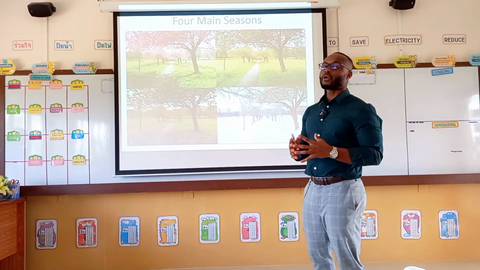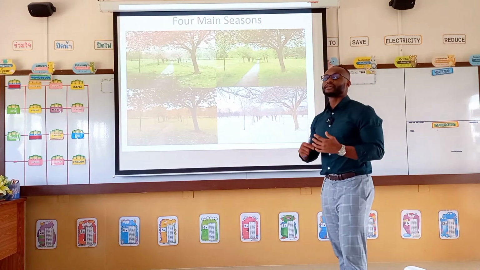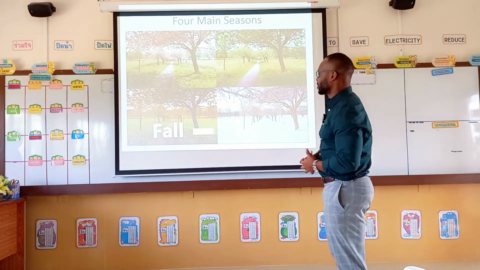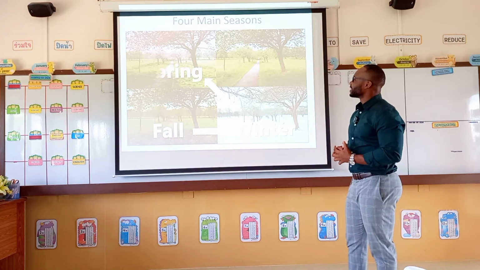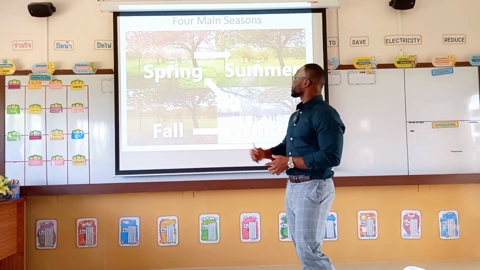All right, so the four main seasons I already explained to you. We have the summer, the winter, the autumn, and the spring. Fall is here already. We have the winter. What else do we have here? Next, we have the spring. It's beautiful. And we have the summer. Okay, good. Next.